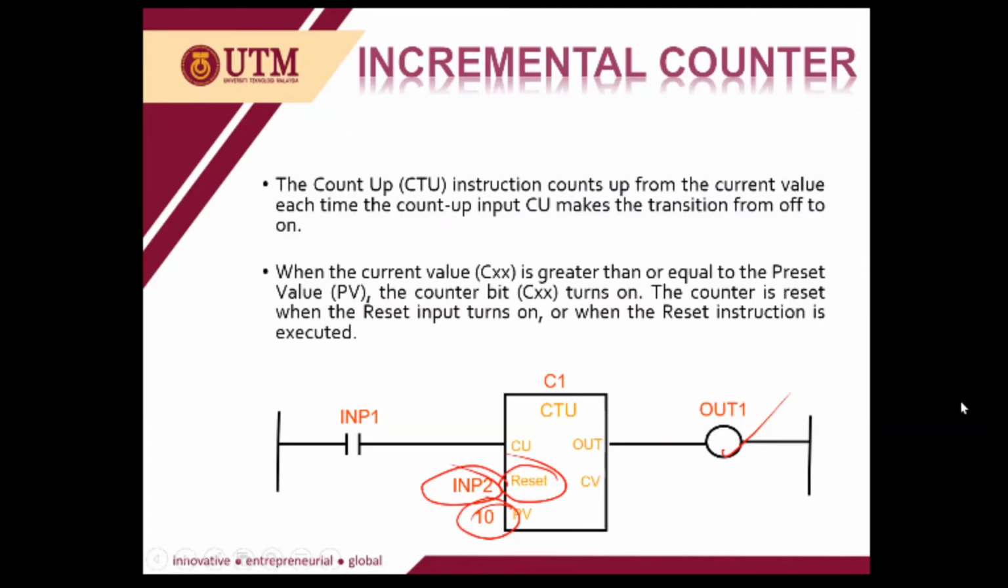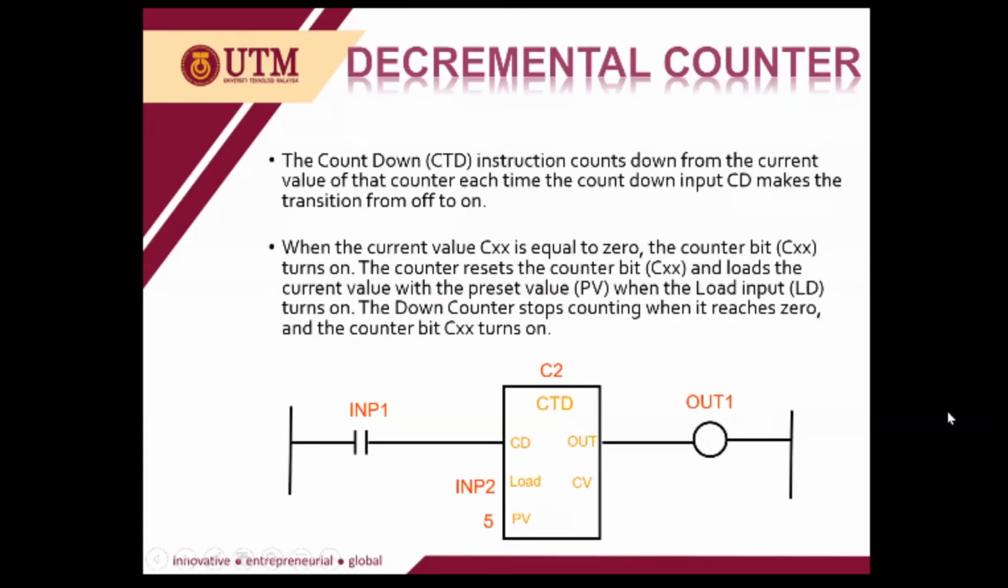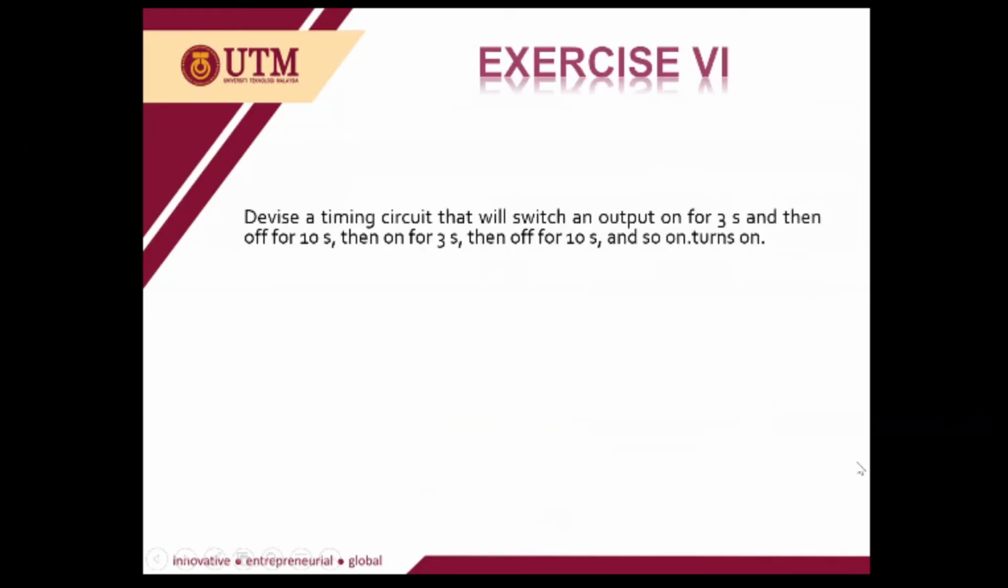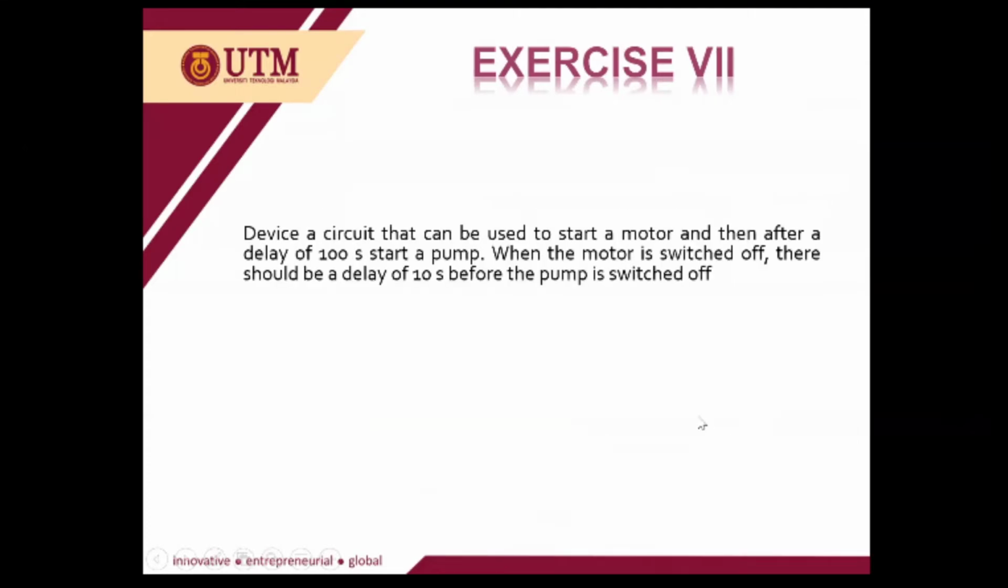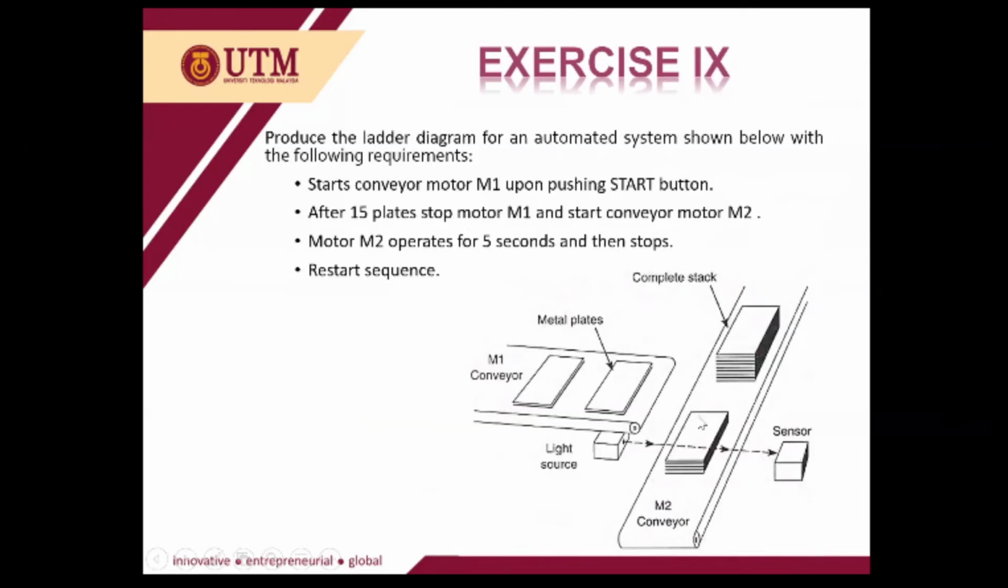Another one is decremental counter. It's quite the same, but it counts down instead of counting up. From 5, go down to 5, 4, 3, 2, 1. There are a few exercises on this timer as well as counter here.